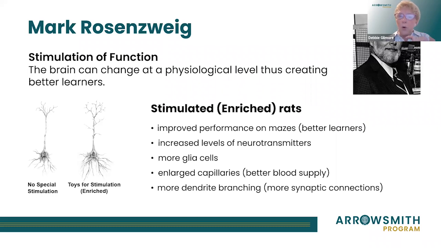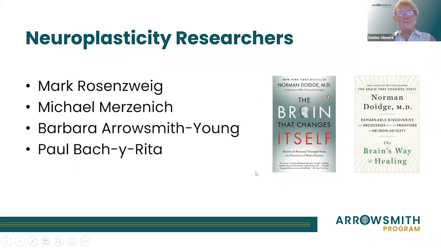And he also found that you can specifically stimulate sections of the brain or areas of the brain to enhance it. And in fact, his work with rats showed that by targeting and stimulating a specific function of the brain, and he was working in the sensory areas of the brain, the rats increased levels of neurotransmitters, had more glia cells, enlarged capillaries, more dendrites. He was proving neuroplasticity.